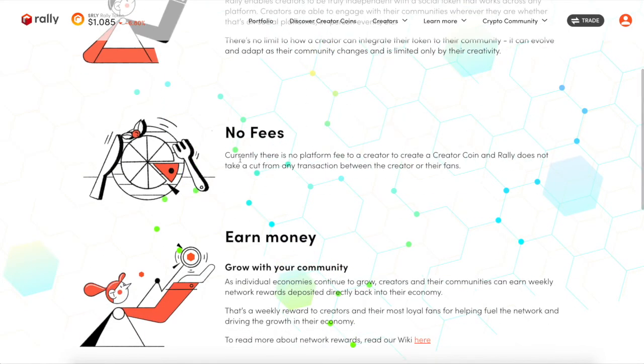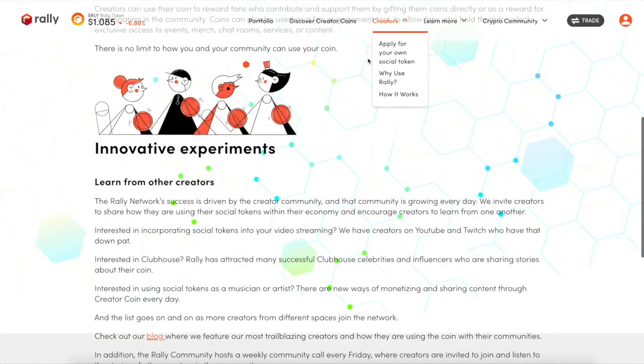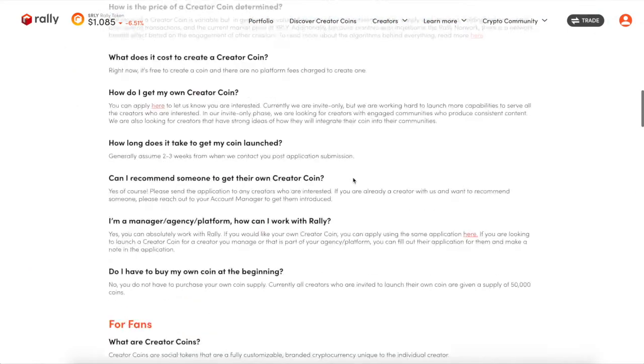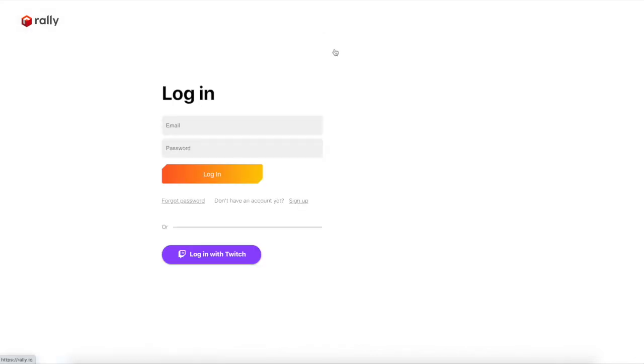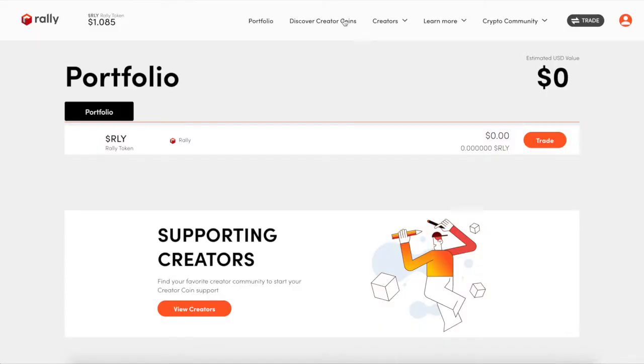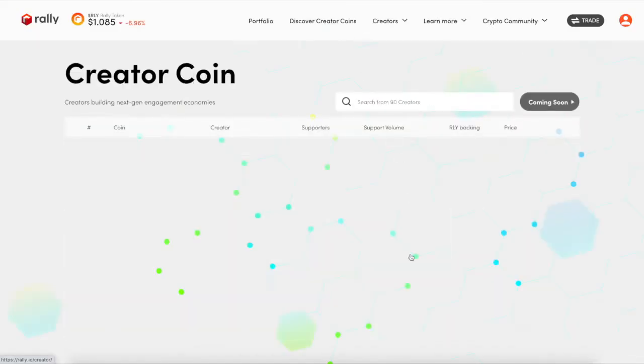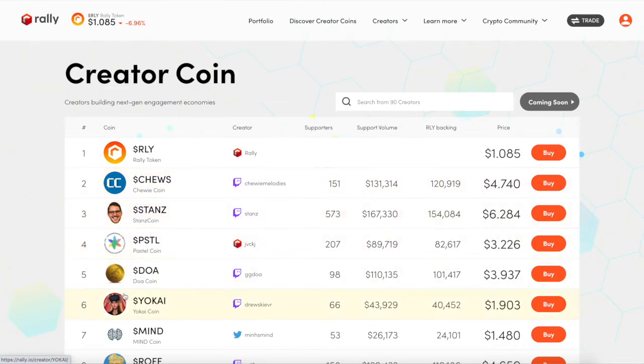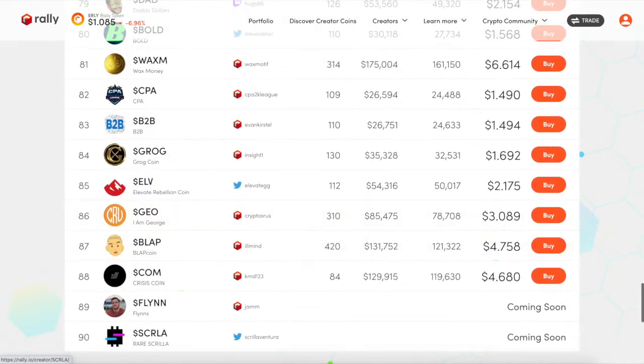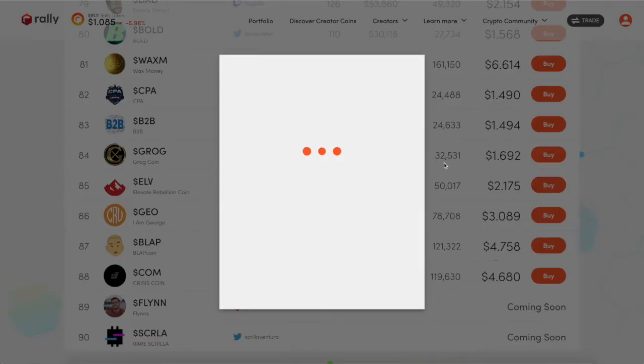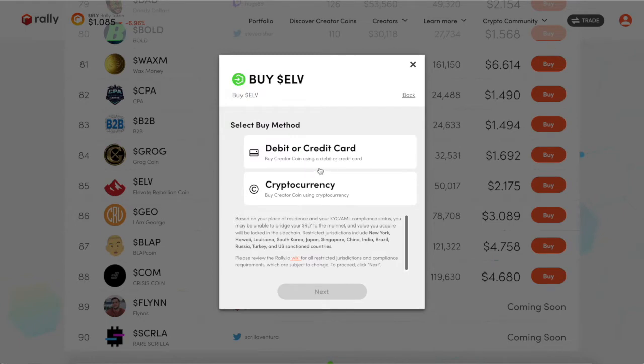But another thing is there's no platform fee. So it's pretty cool. So you don't have to have crypto in order to buy this token. So if you go on to the exchange, you can actually discover some. Well, it logged me out. All right, log back in. All right, so discover creator coins. So here, eventually, Dodo will be listed and you guys can scroll. All you got to do is literally click on it, hit buy, and you can actually use a debit card, credit card, or cryptocurrency. So this is similar to how the platform works.